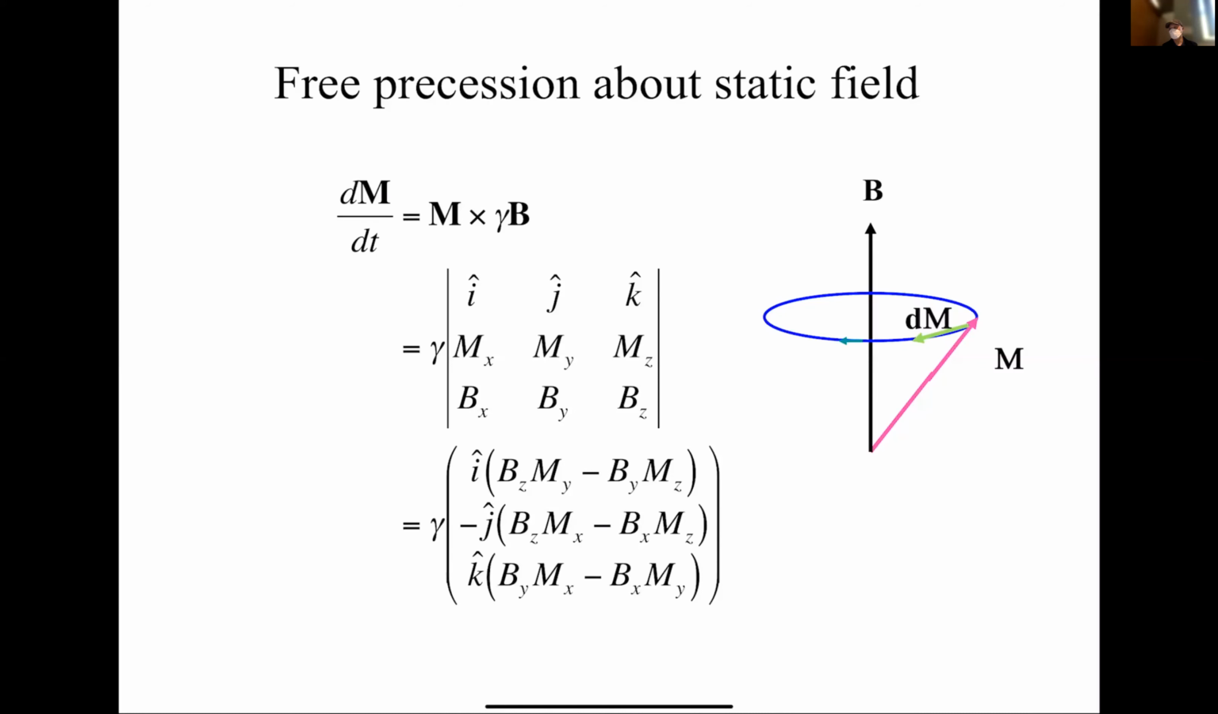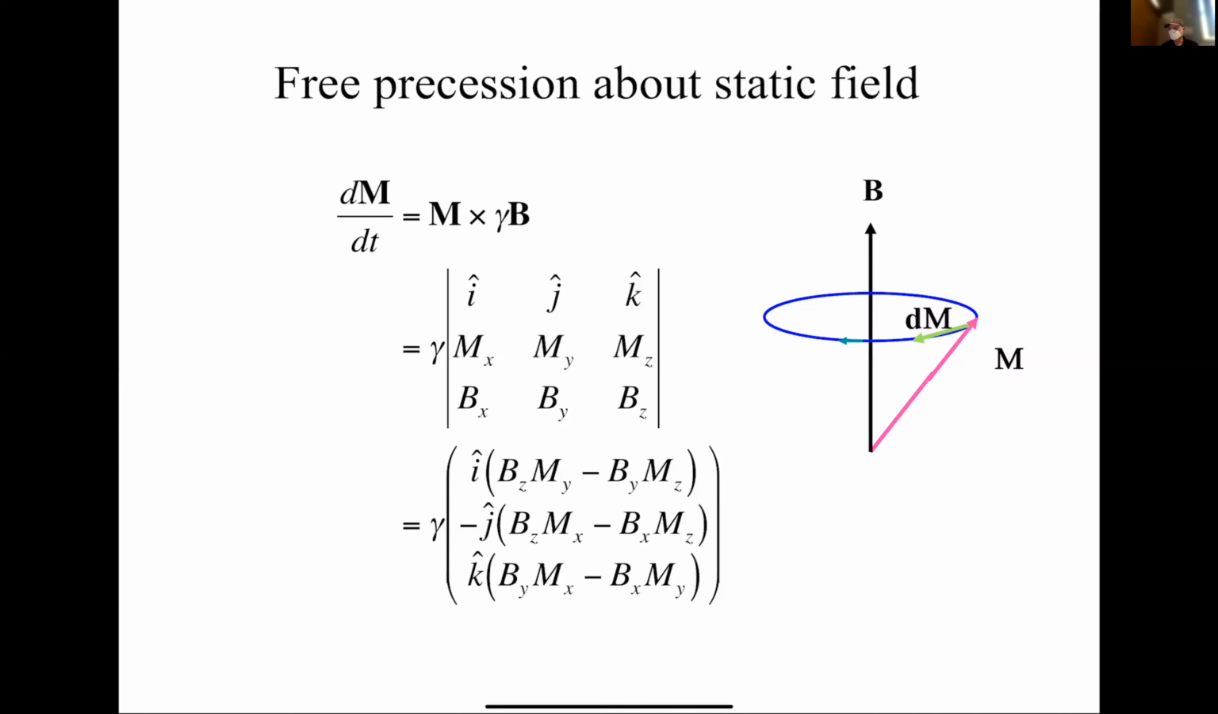So as we recall from last lecture, or you may recall, the governing dynamic equation is dM/dt equals M cross gamma B, where B is the magnetic field and M is the magnetization. So it's M cross B. The cross product is going to point this way, perpendicular to this. So it's always going to be perpendicular to the tip of M, and it's just going to cause M to go around in a circle. So that's the physical picture: dM is always perpendicular, tangential to M, so it goes around in a circle.